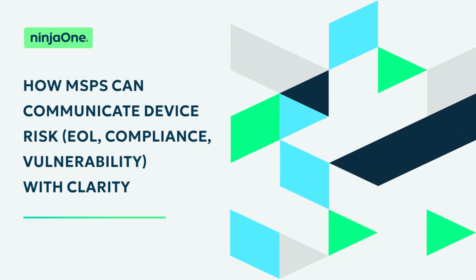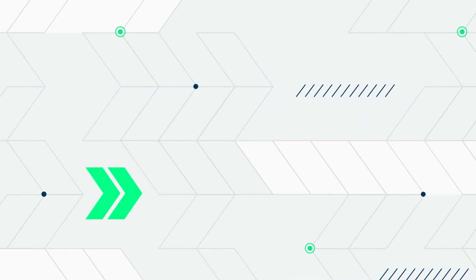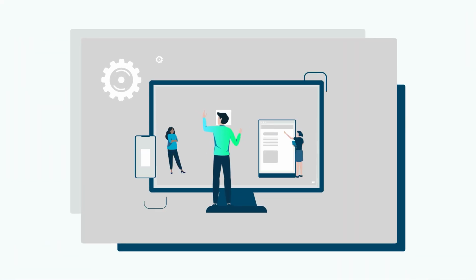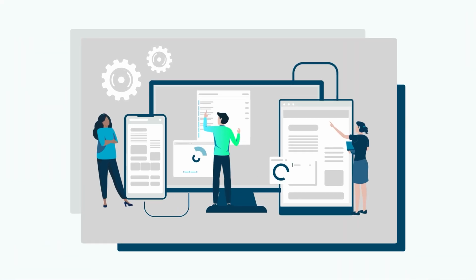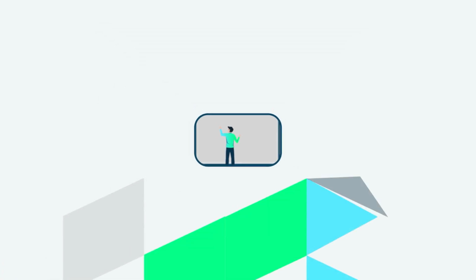How MSPs can communicate device risk with clarity. Every endpoint that connects to a network or runs scripts carries potential risk. MSPs understand this well. The real challenge is taking action, which requires alignment, collaboration, and clear communication with business stakeholders.